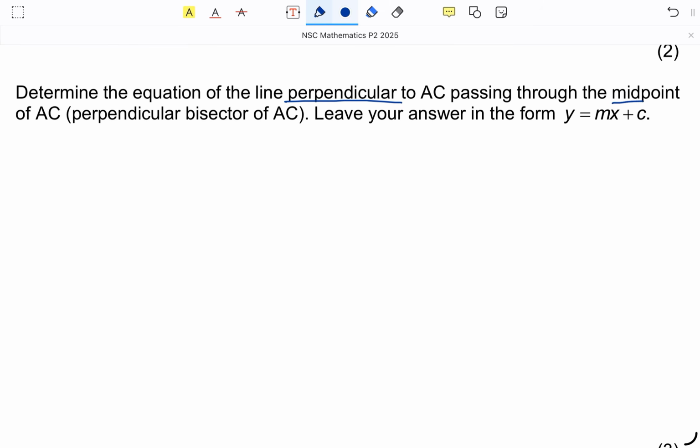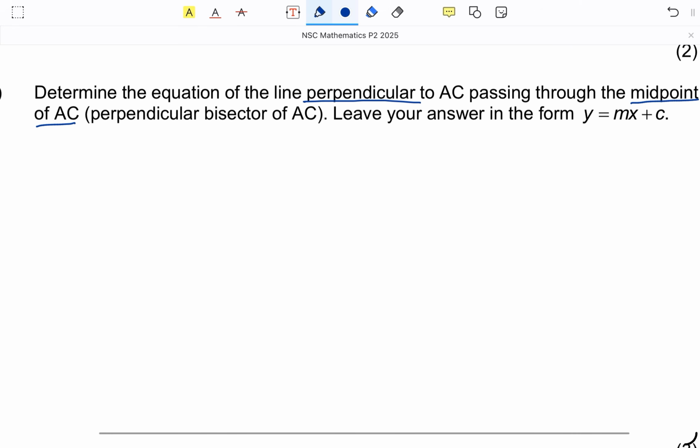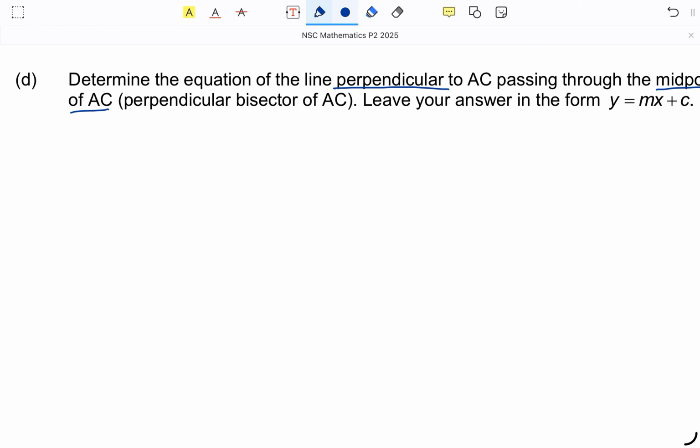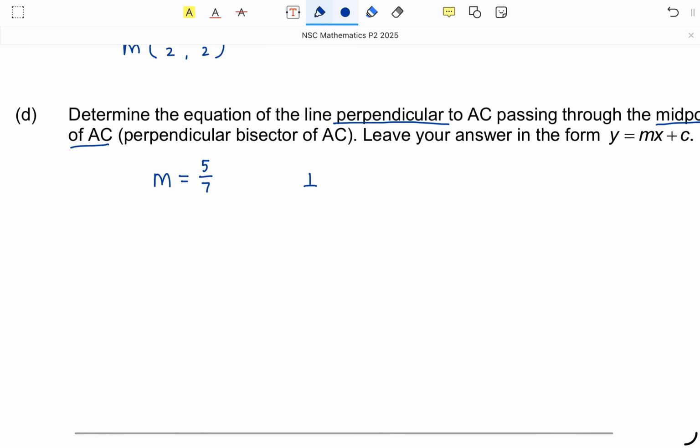and passing through the midpoint of AC. That's the coordinate we just calculated. The other name for this line would be the perpendicular bisector, and then leave your answer in the form y equals mx plus c. So the first thing that I'm going to say is that the gradient of this line now becomes 5 over 7 because they are perpendicular lines, and that we know the gradient of the one line times the gradient of the second line should be -1.